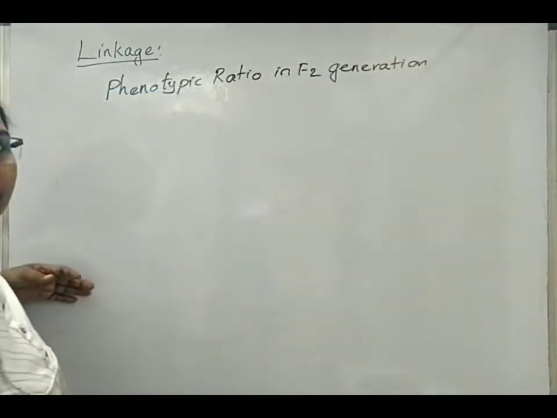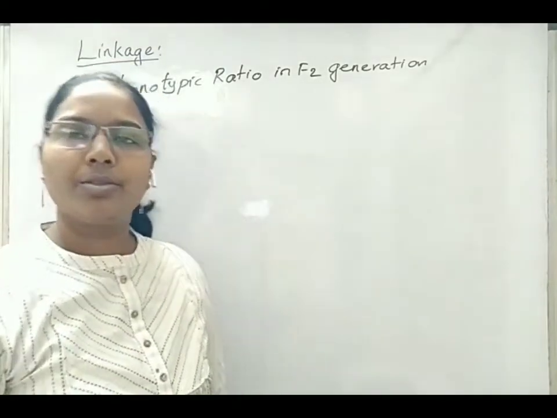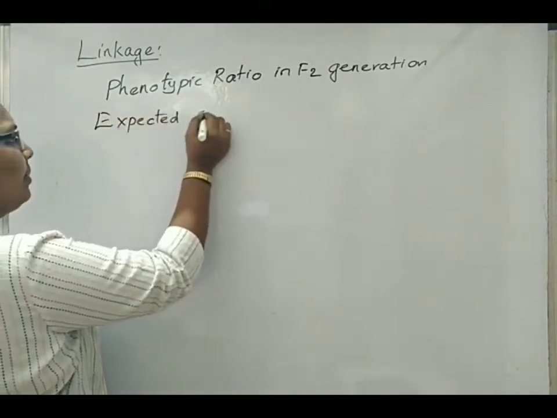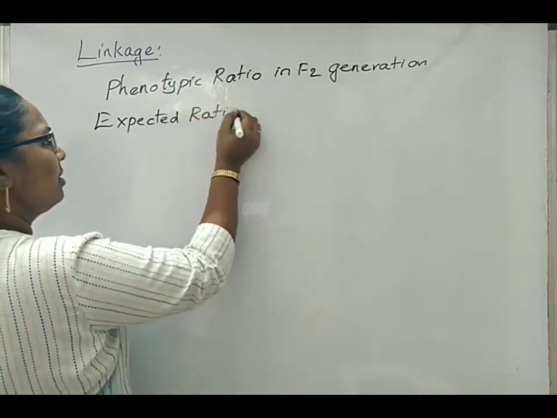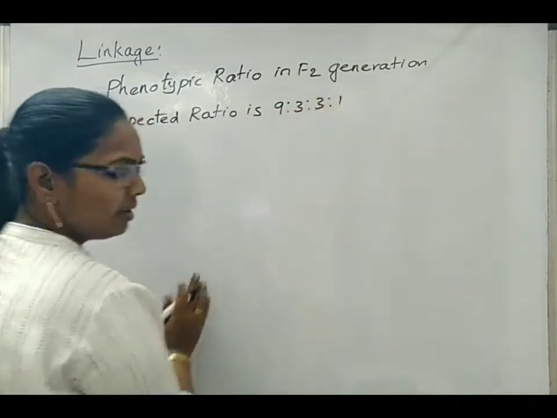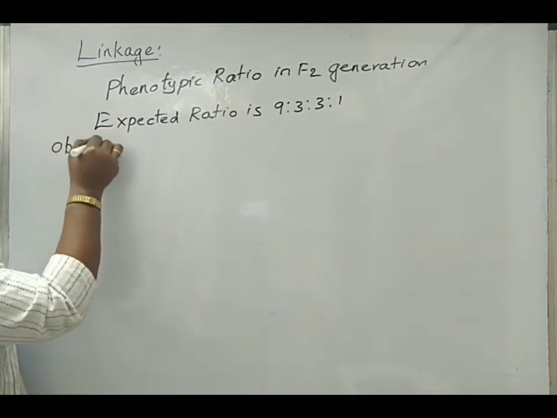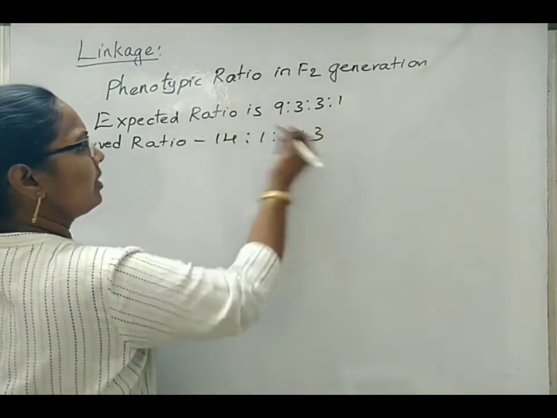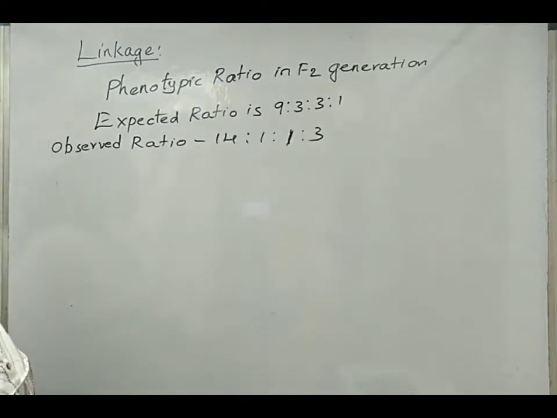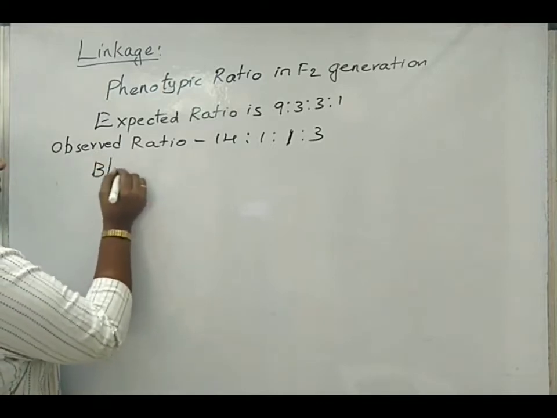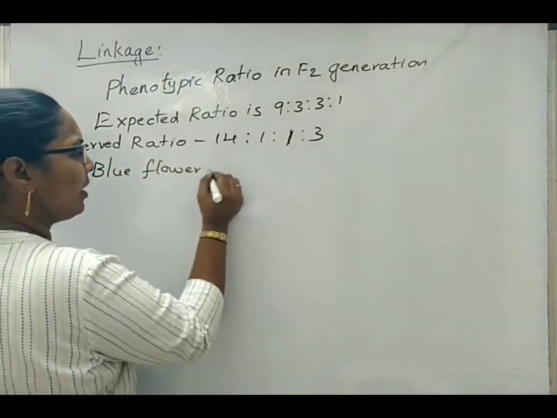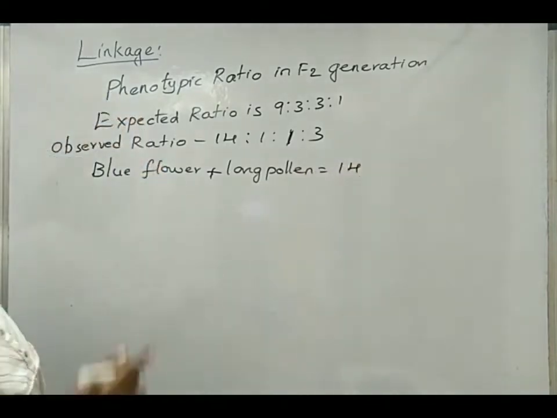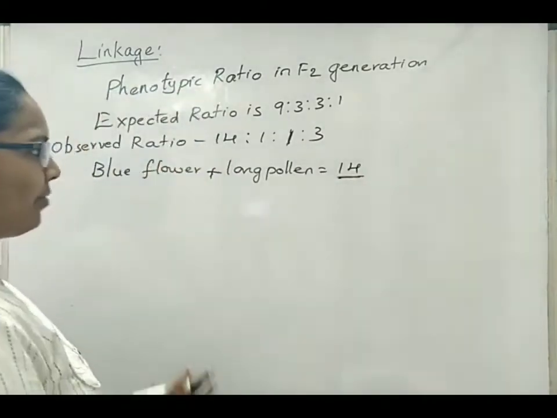So the phenotypic ratio in the F2 generation is not 9:3:3:1. The expected ratio is 9:3:3:1. Then what about the observed one? Observed ratio 14:1:1:3. Now, what is the phenotypic expression of those 14 flowers? Blue flowers with long pollen. They are said as 14, not 14 in number, that is a ratio. This is one numerical value. This distribution, after this I will write here.